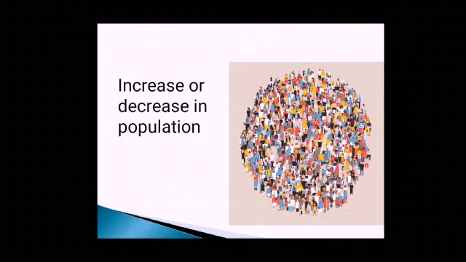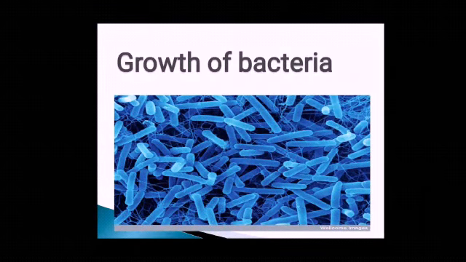Next, increase or decrease in population. Suppose in a particular area there is an increase or decrease in population, then also we consider the previous year's population, not at all the initial one. So here also we can apply the concept of compound interest and we can apply the related formula. This is one more application of compound interest.